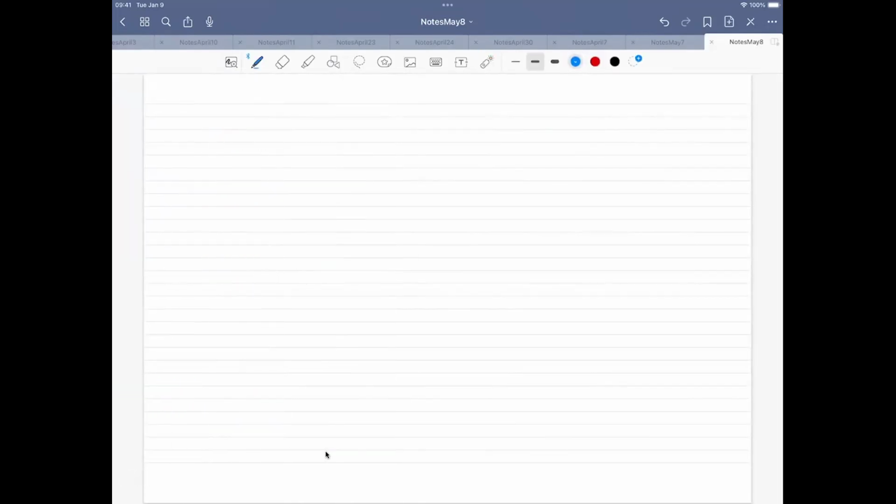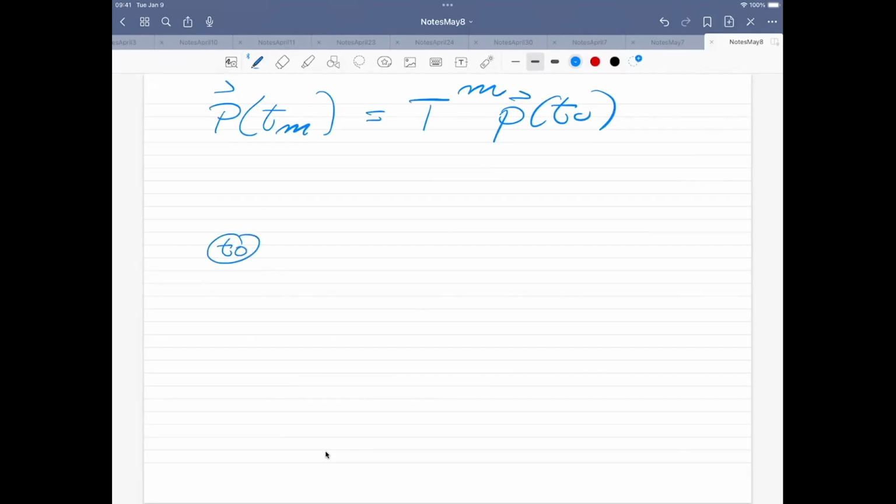So if we think of P at a given time, t of M, this is something which we can write as T to the power of M multiplied with P at time t0. And this means that the way we can look at these transitions is as follows. We can set up a t0, and think of having a t1, a t2, etc., till a final time tM.